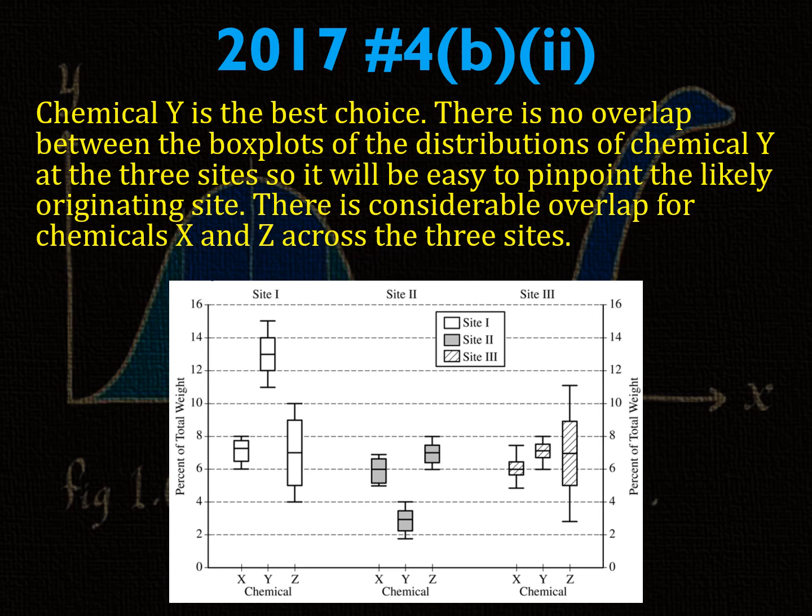There's no overlap between the 3 box plots. There they are. So it'll be easy to pinpoint the likely originating site based on the percentage of chemical Y. Whereas the other 2 chemicals, X and Z, there's considerable overlap across the 3 sites.